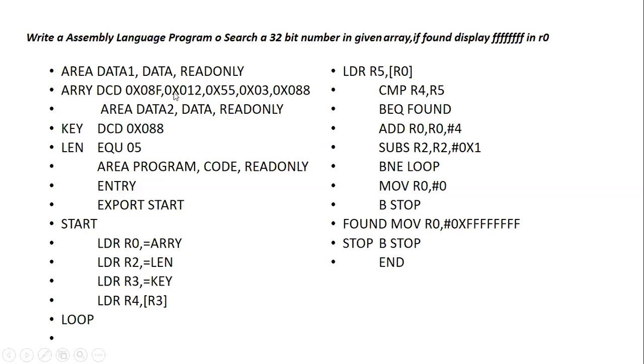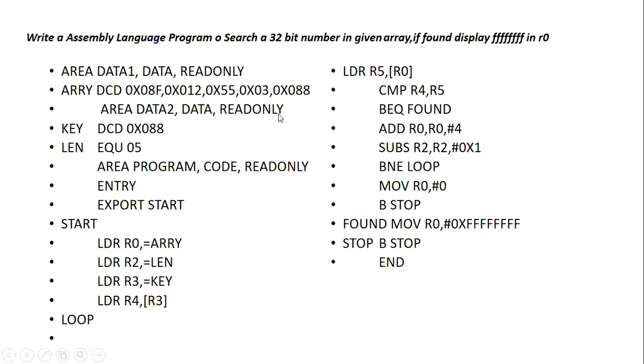Define the data in terms of 32-bit numbers. By default, we define it using DCD, define word, with the values 8F, 12, 55, 03, 88. These are the data elements which we will be storing in the array.